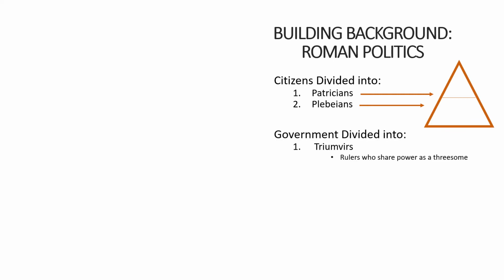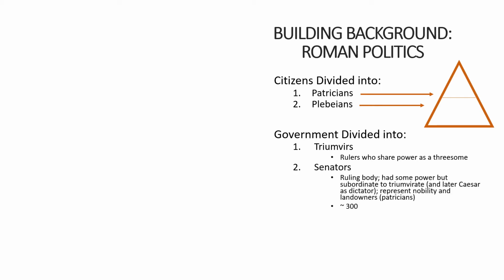We then look at how these citizens are placed into a system of government, and we see that their system of government is going to be divided into three central parts. And the first part is going to be called the triumvirs, and these would be a group of three individuals, always men, by the way, who would share power as a threesome. The next group that we would have, immediately underneath the triumvirs, known as a group as a triumvirate, would be the senators. And these would have been the ruling body of people, of men. And they would have power, but definitely not as much power as the triumvirate members.